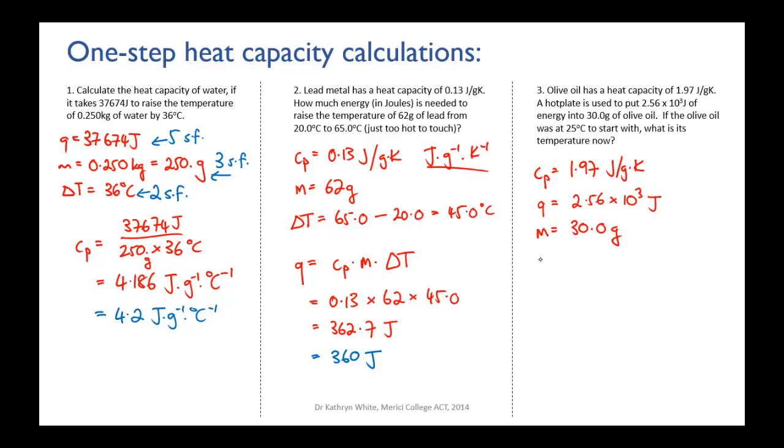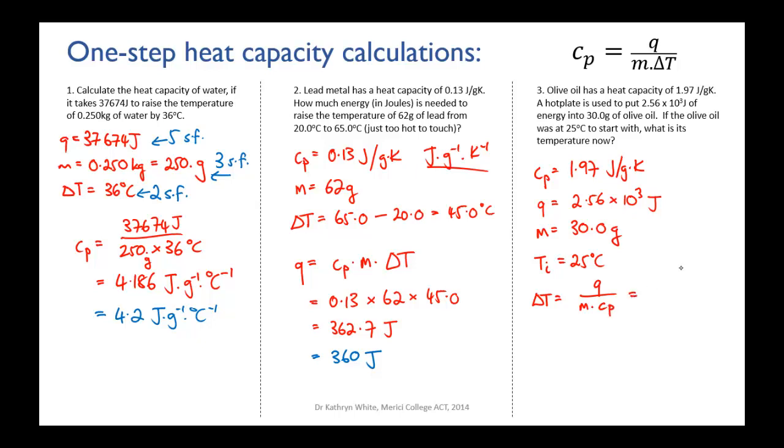We're told that the initial temperature, we'll call that Ti, is 25 degrees Celsius, and we want to know what is its final temperature. So to work out the final temperature, we're going to need to know the change in temperature. So that's what we're figuring out. So we're going to need to rearrange that equation again. Once more, try it for yourself, or make sure you have tried it for yourself. You should end up with delta T equals Q over the mass times the heat capacity.